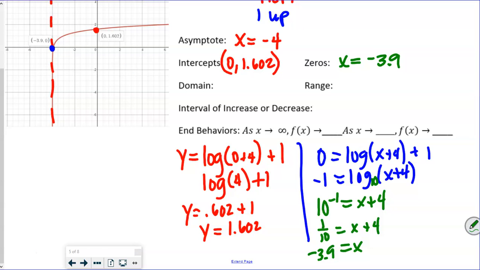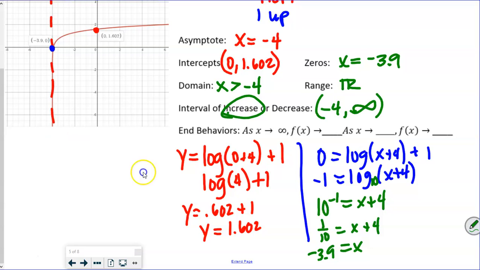All right, so now our domain, let's look at this. Our domain, x is going to be what? Greater than negative 4, because again, it's going to approach that asymptote, but it's never going to touch it. Our range is going to be all real numbers. Again, this is another increasing graph. Where does it increase from? Look at your x values, okay? It increased from, what, negative 4, doesn't include that, on to infinity, right?